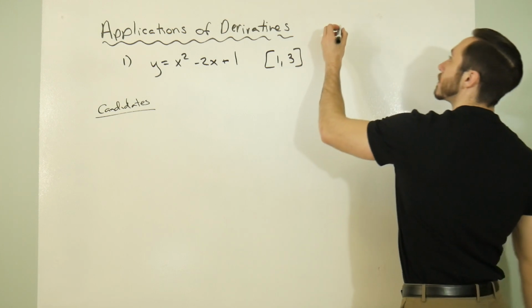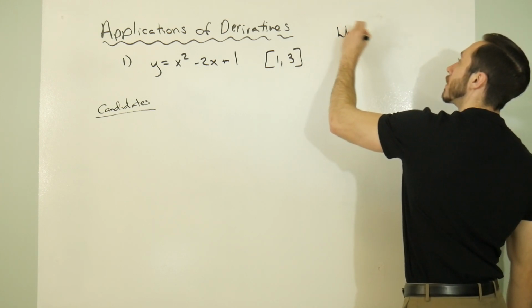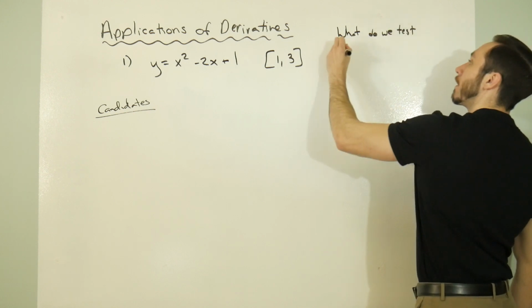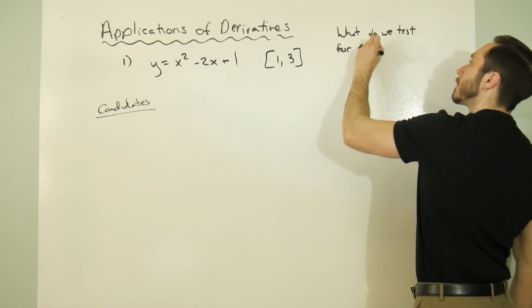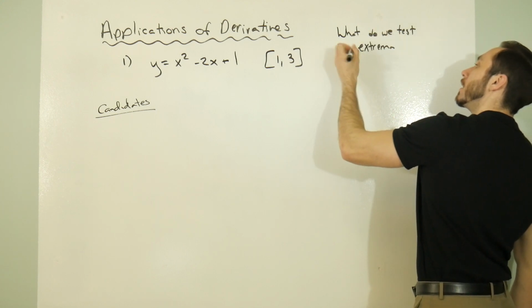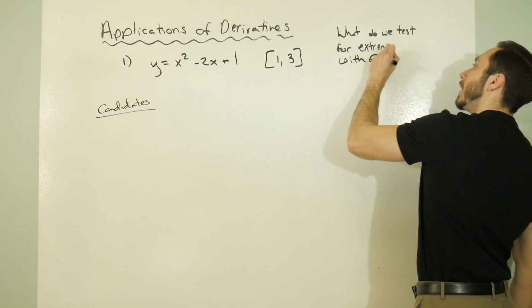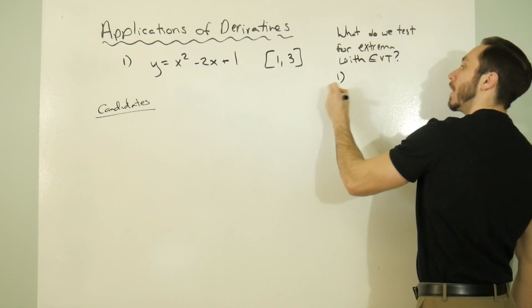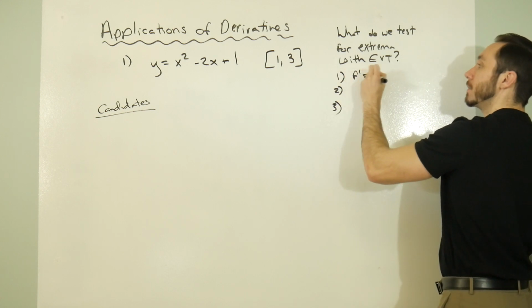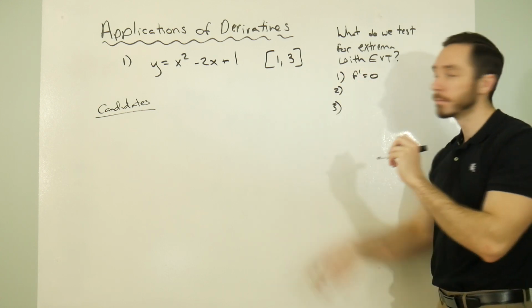What do we test for extrema with the extreme value theorem? We're going to look for three things. So test to see when your derivative is equal to 0. So we're going to be doing that.